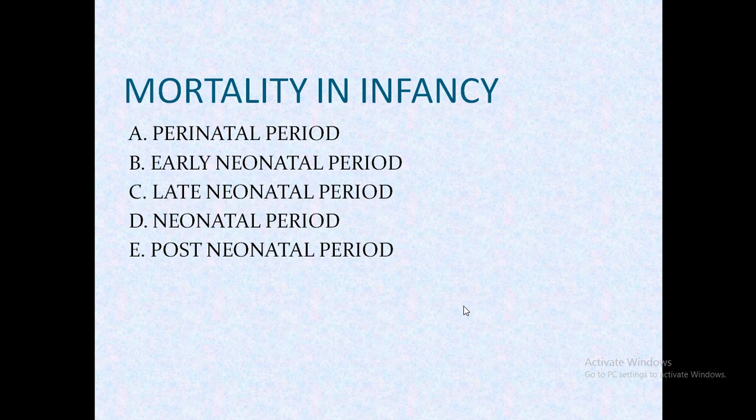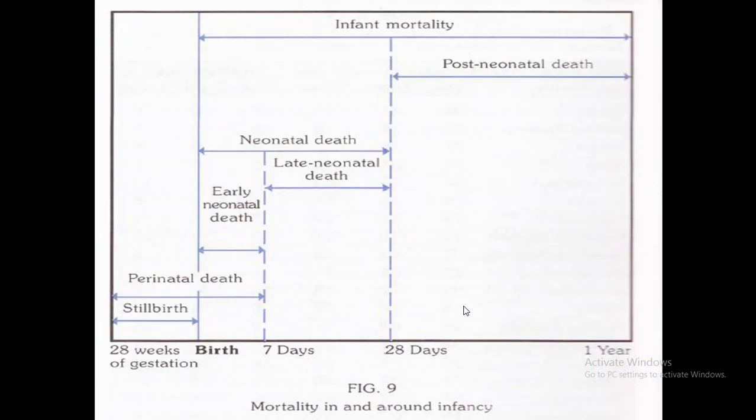And next we come to mortality in infancy. Mortality in infancy is again divided into different periods. They are divided into the perinatal period, early neonatal period, late neonatal period, neonatal period and post neonatal period. Why are they divided into different periods? Because the chances of death, or the death ratio or rate, is different in different stages. Any death before 1 year from birth is called the infant mortality rate, but the chances of death are more in the early days.